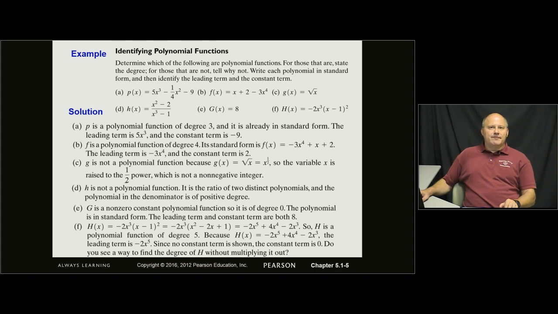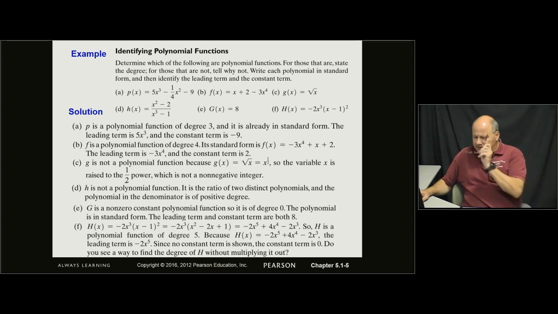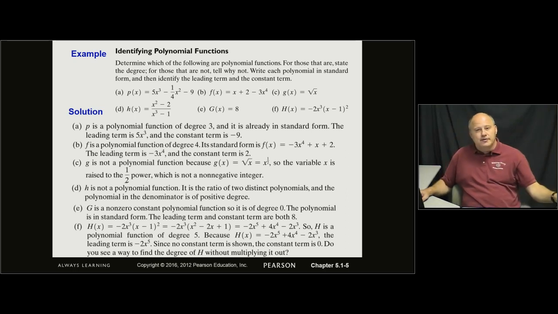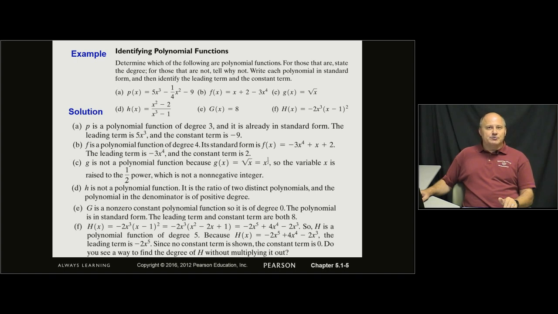Well, if you multiply them out, and multiply them out again, you get negative 2x to the fifth plus 4x to the fourth minus 2x to the third. Now, that's expanded out. Every term has a non-negative integer as an exponent. They have coefficients, so indeed this is a polynomial. And the degree turns out to be 5, because that's the highest degree once you multiply it out. And so that is a polynomial, and the leading term is the first one, negative 2x to the fifth.